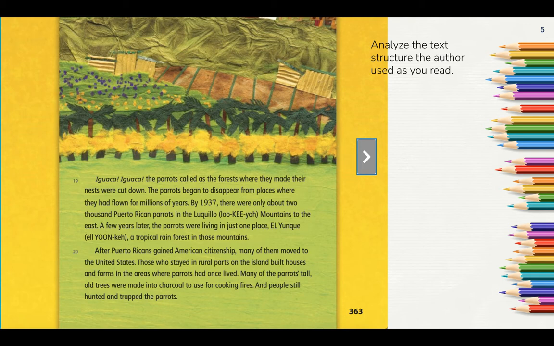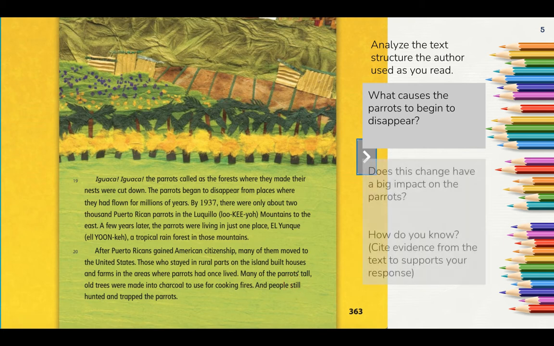Okay, now that you're back, let me ask you a couple of questions. What causes the parrots to begin to disappear? And does this change have a big impact on the parrots? How do you know that this change has a big impact or not? I want you to cite evidence from your text to support your response. You can pause the video now and answer these questions in your reading journal.